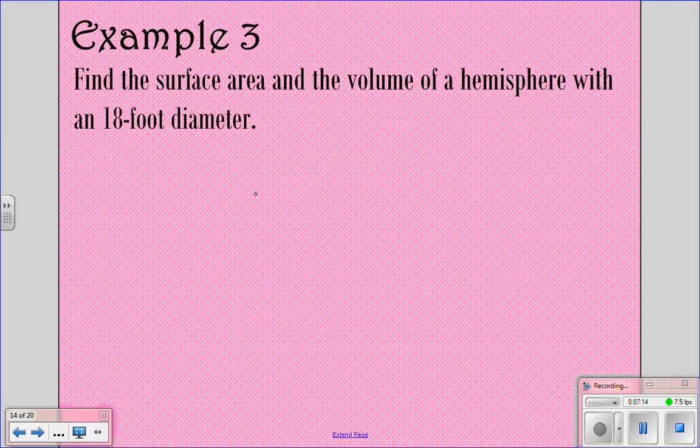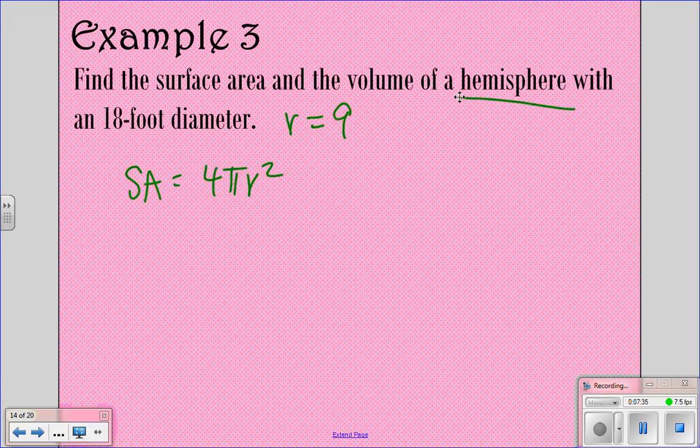So we want to find the surface area and the volume of a hemisphere with an 18-foot diameter. Well, when we're looking at spheres and hemispheres, we don't care about the diameter. We want the radius. And so the radius is 9. Now, the surface area formula is 4 pi r squared. But if we're looking at a hemisphere, we're actually looking at half of that, which is 2 pi r squared.